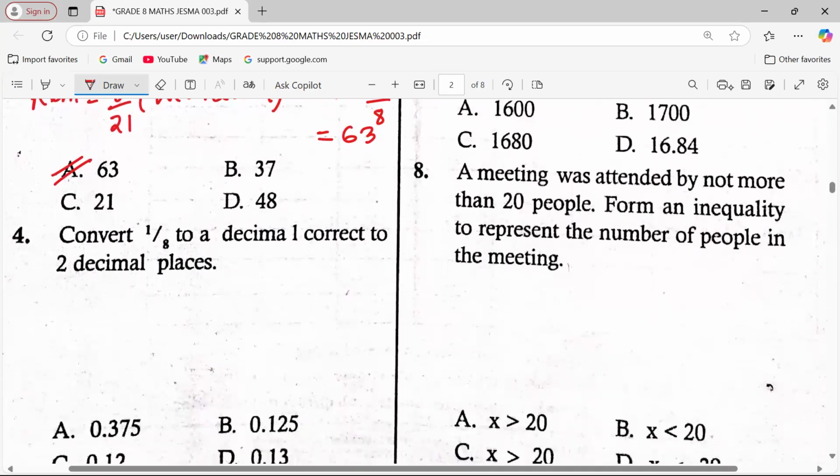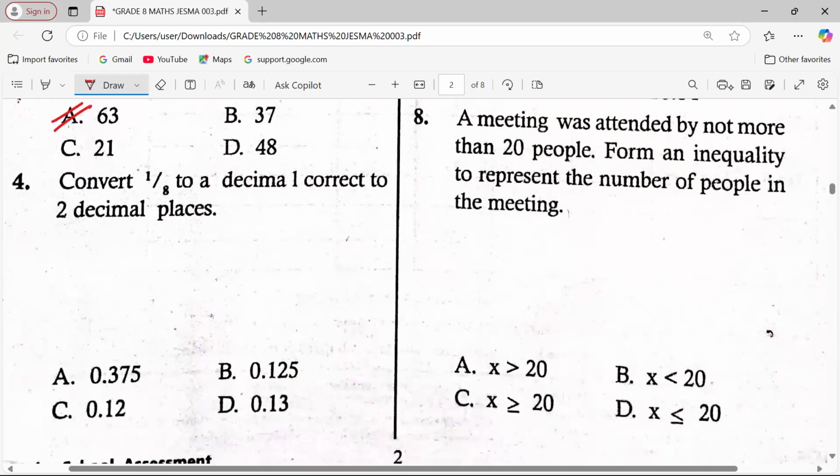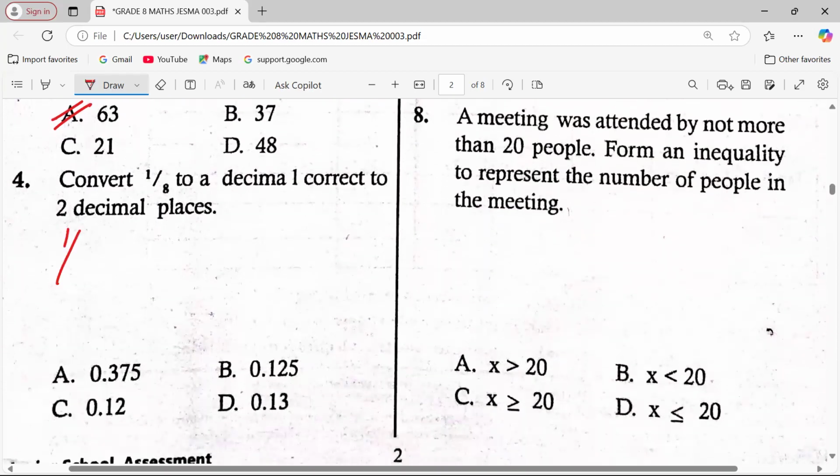Convert in number 4, 1 out of 8 to a decimal, correct to 2 decimal places. So when we take 1 divided by 8, we're going to have 0.125. This is the exact answer after division. But now the exam is having instructions. The exam is having instruction to 2 decimal places.